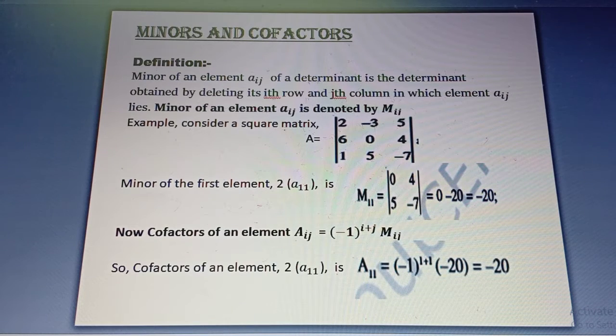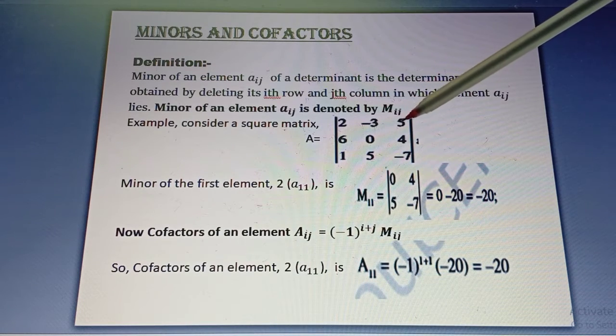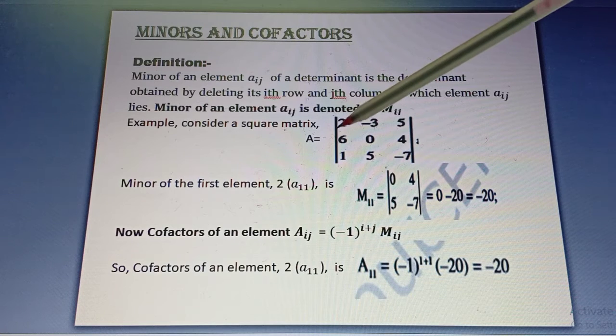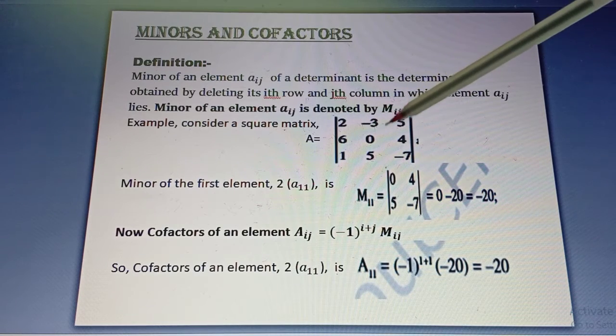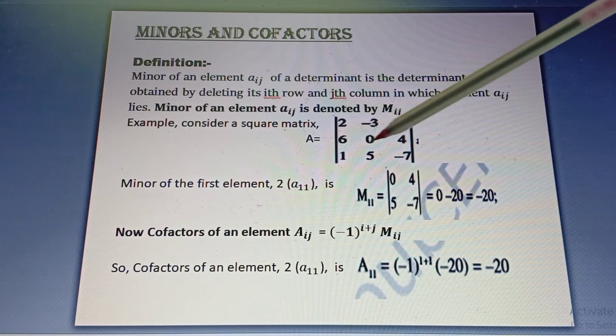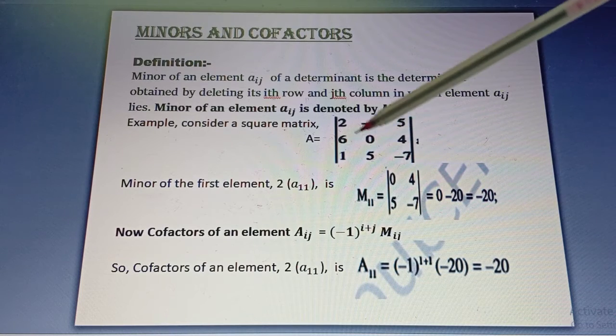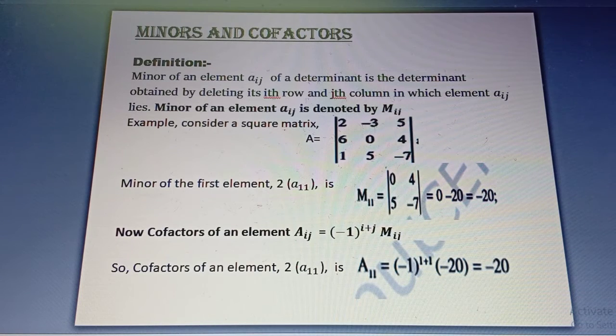So students, like this we can find out the minors of each and every element. Suppose we are going to find the minor of 5. You have to delete its corresponding row and corresponding column. The remaining elements form a 2 cross 2 determinant 6, 0, 1, 5, and after expanding this, we will get the minor of this element 5. So students, this is how to find the minors. I hope all of you understood.